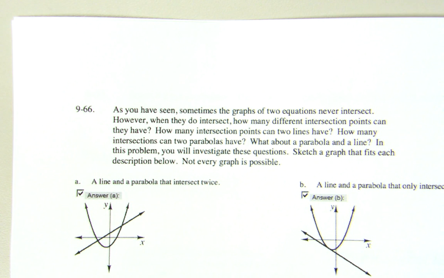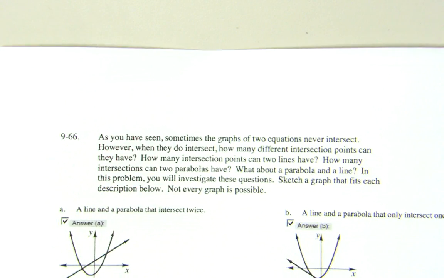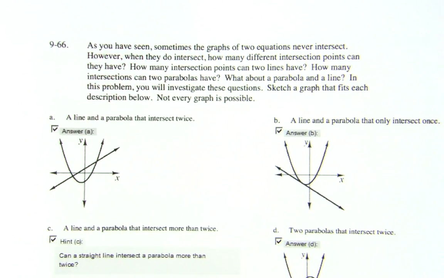Okay, this is Math 2. We're going to do 66 through 69, or at least partial. For the first one, it says, as you have seen, sometimes a graph of two equations never intersect. However, when they do intersect, how many different intersection points can they have? So it's actually a pretty good question.